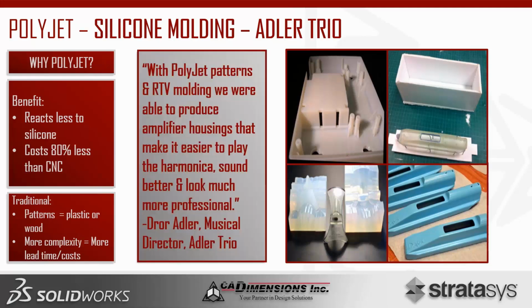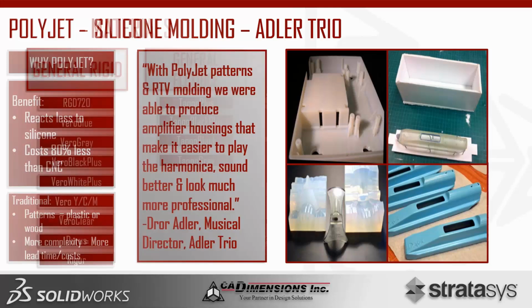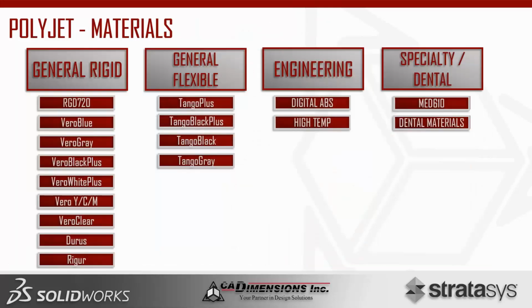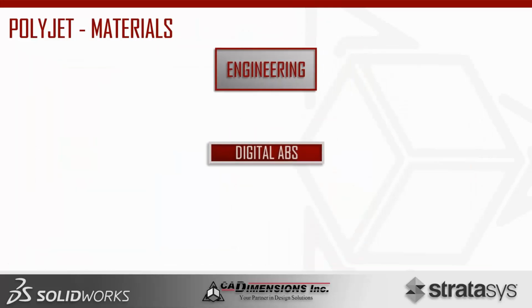And a quote here from Dror Adler, the musical director of ADLER Trio: "With PolyJet patterns and RTV molding, we were able to produce amplifier housings that make it easier to play the harmonica, sound better, and look much more professional." And just as a little background, RTV molding is room temperature vulcanization. Moving out from that, we are going to go further into digital ABS.